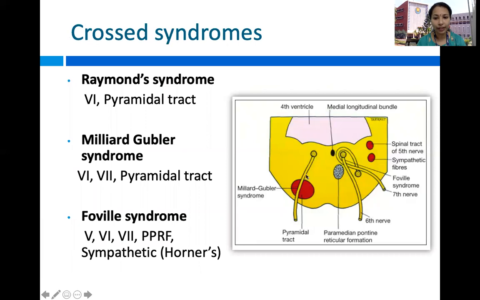So involvement of the fasciculus of the sixth nerve gives rise to certain crossed syndromes where the patient will have sixth nerve palsy along with hemiplegia on the opposite side, which is known as Raymond syndrome. And the involvement of sixth nerve, seventh nerve, as well as hemiplegia is known as Millard-Gubler syndrome. And the involvement of the 5th, 6th, 7th nerve, parapontine reticular formation, and the spinal tract of the fifth nerve and sympathetic fibers giving rise to Horner syndrome is known as the Foville syndrome.